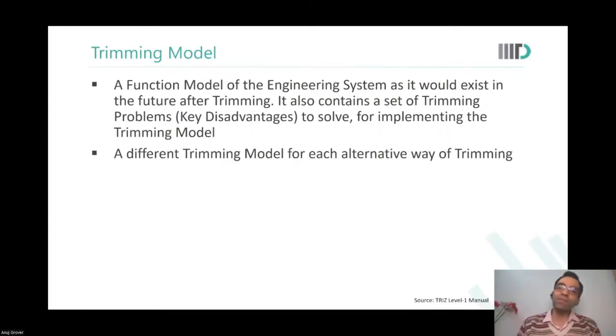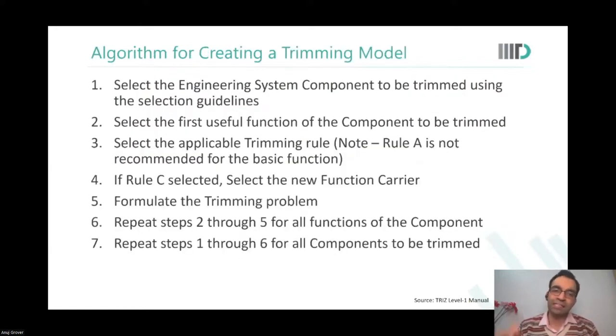So the function model of the engineering system as it would exist in the future after the trimming is done is called the trimming model. And therefore, there will be many trimming models because you could trim many different components. In the case of a brush, we could trim the handle also. We could trim the head. We could think of trimming the bristles also, because bristles are performing the harmful function of bruising the gums. So from one function model, you could arrive at multiple trimming models. Each trimming model will give you a different problem to solve.